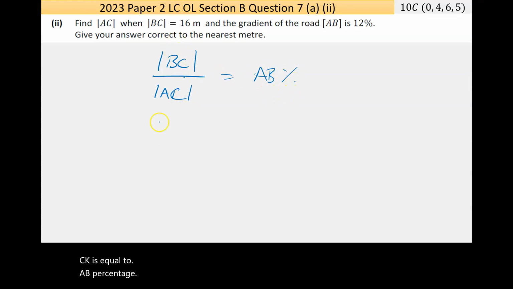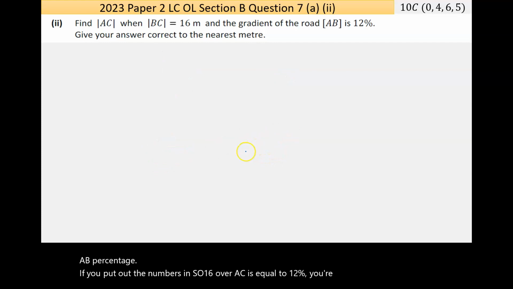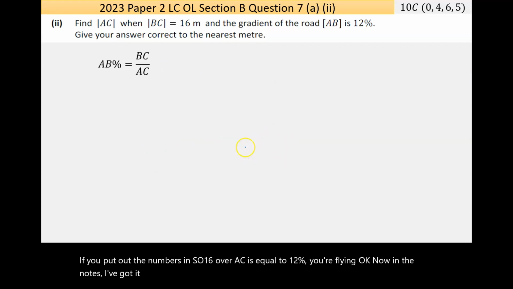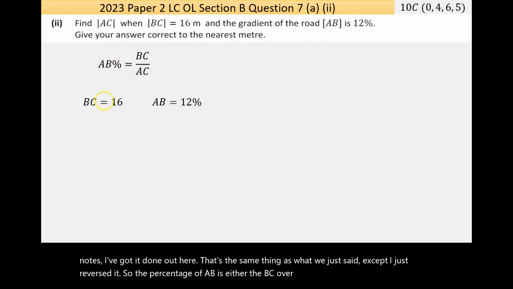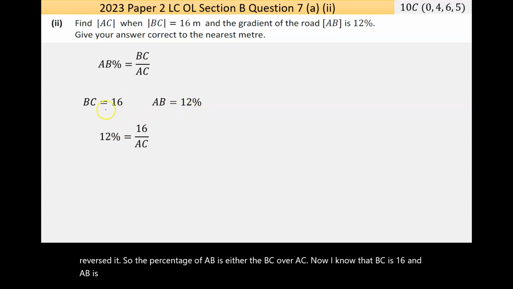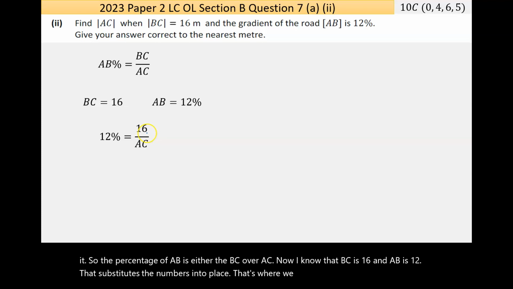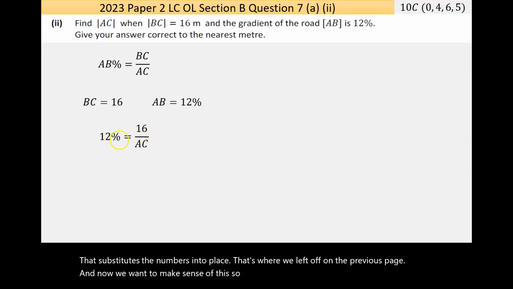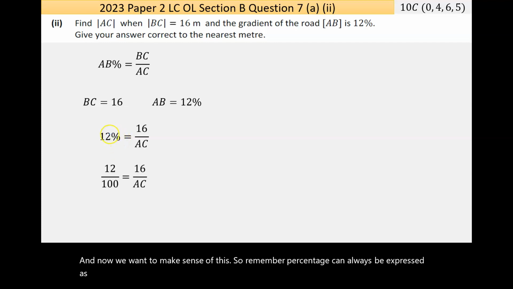Now, if you put any of the numbers in, so 16 over AC is equal to 12%, you're flying. Now, in the notes I've got it done out here, that's the same thing as what we've just said, except I've just reversed it. So the percentage of AB is equal to BC over AC. Now, I know that BC is 16 and AB is 12. That substitutes the numbers into place. That's where we left off on the previous page. And now we want to make sense of this. So remember, percentage can always be expressed as over 100. So 12% is the same thing as 12 over 100.